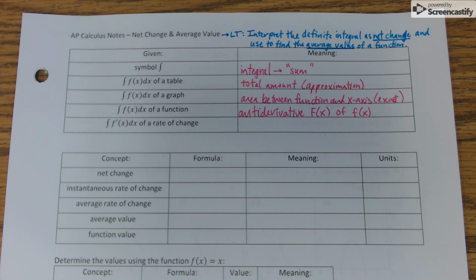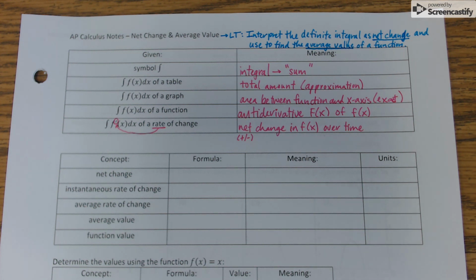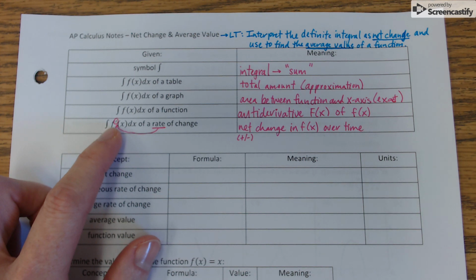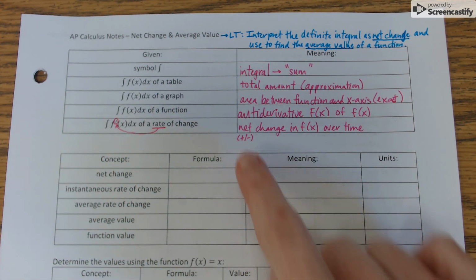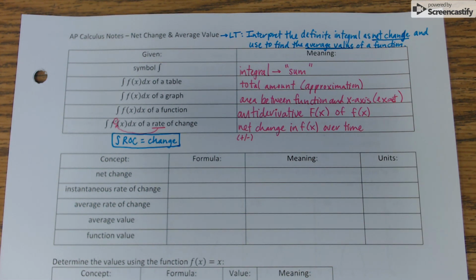All of these interpretations of the integral actually lead us back to the same basic idea that when we integrate a rate, and so I've pointed out that the derivative of f here indicates a rate of change, we end up with the net change in f of x over time. And by net, we mean that it adds up all the positive and negative change that has happened over time. So the simplest way that you can think about that is the integral of a rate of change gives us the change over time.